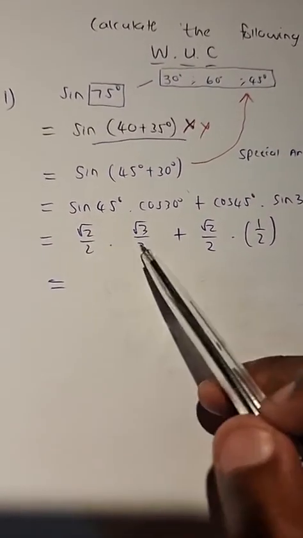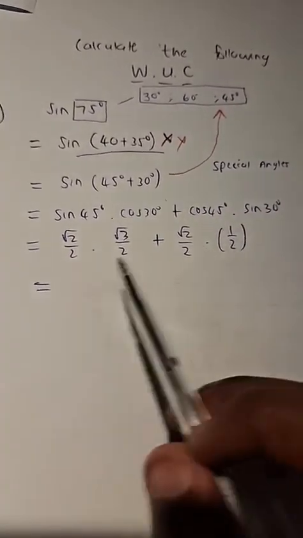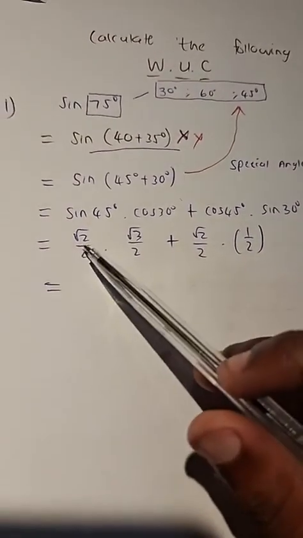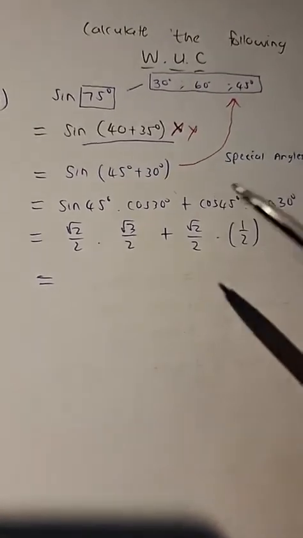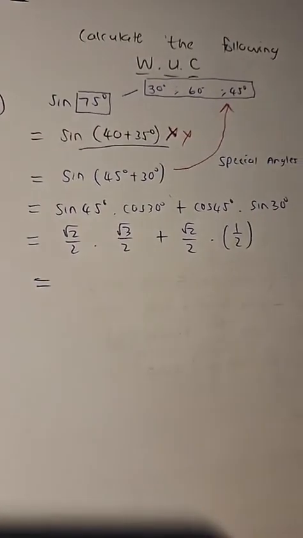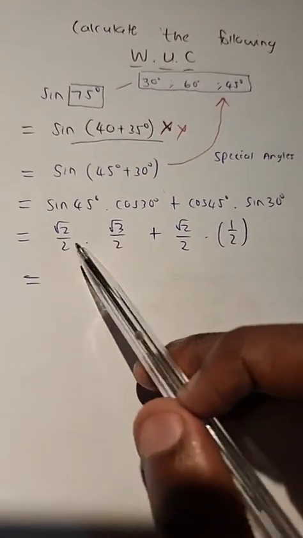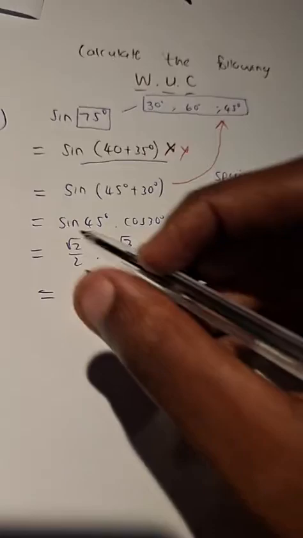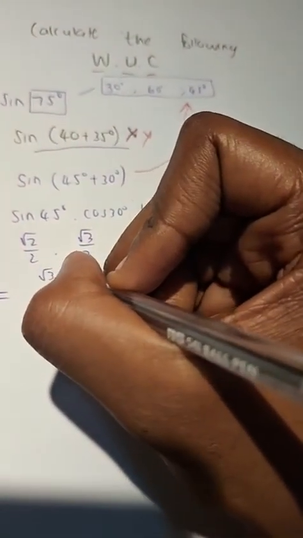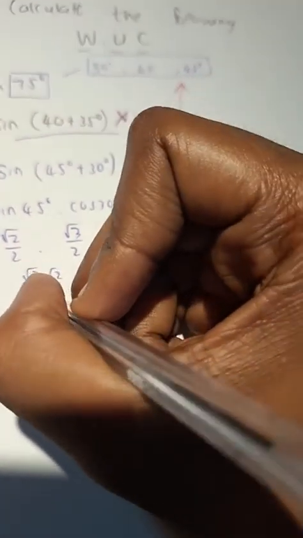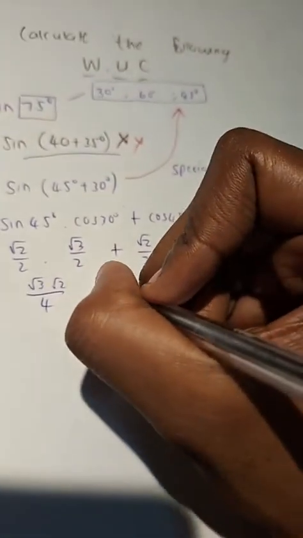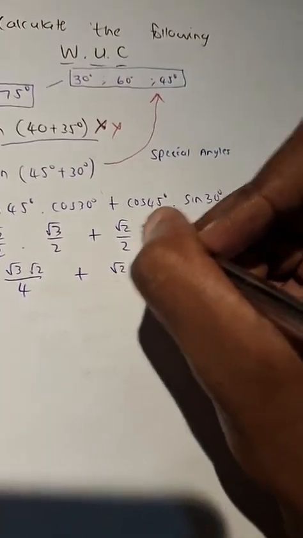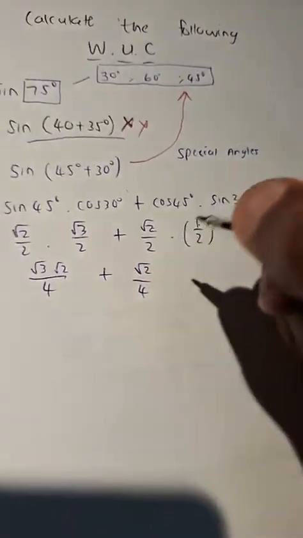Then all you do now, BODMAS will apply because you have different operations. So obviously multiplication gets priority over addition. So we are going to multiply these two. Please, guys, whenever you have different operations, BODMAS takes priority. So root 2 over 2 times root 3 over 2. That's 2 times 2 which is 4, root 3 root 2 over 4, plus root 2 times 1, root 2 over 4.